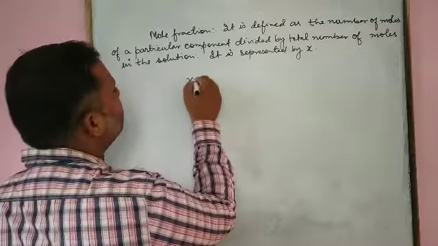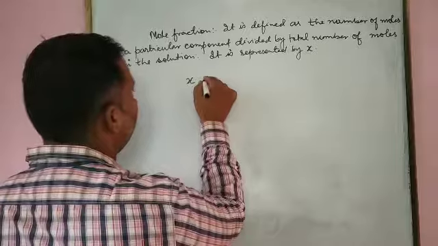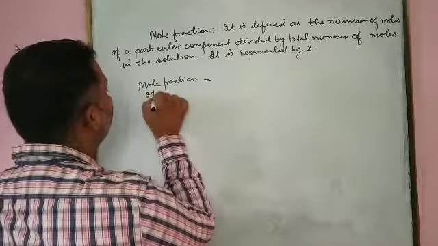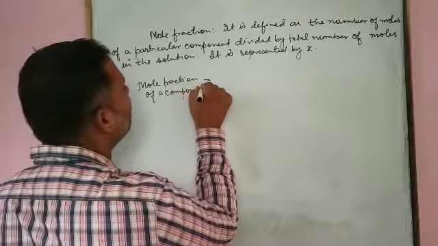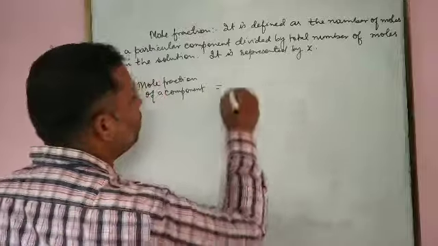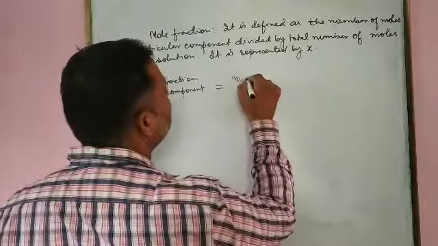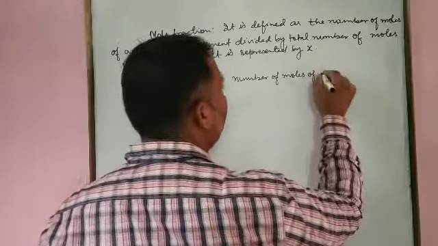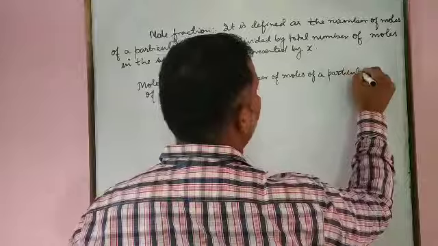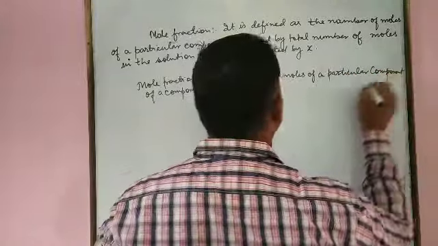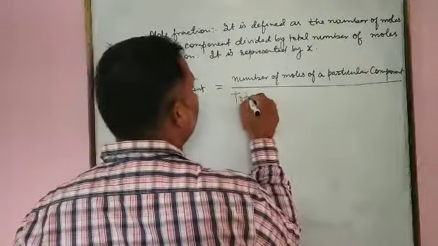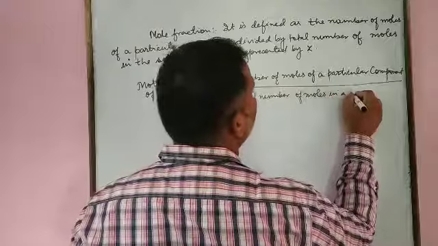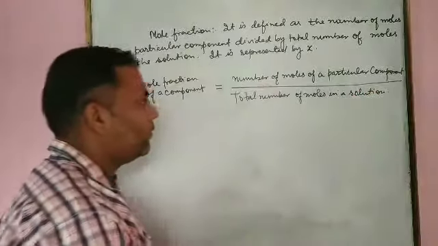Let us see how it is going to be represented. If we are discussing X, the mole fraction of a component, then the mole fraction of a component is equal to the number of moles of a particular component divided by the total number of moles in a solution.